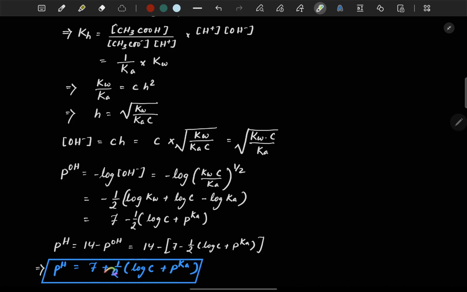So we can remember it easily, pH is equal to 7 plus something, and previously it was pKb because the base was weak, but here the acid is weak. So we can say pH is equal to 7 plus half of (log C plus pKa).